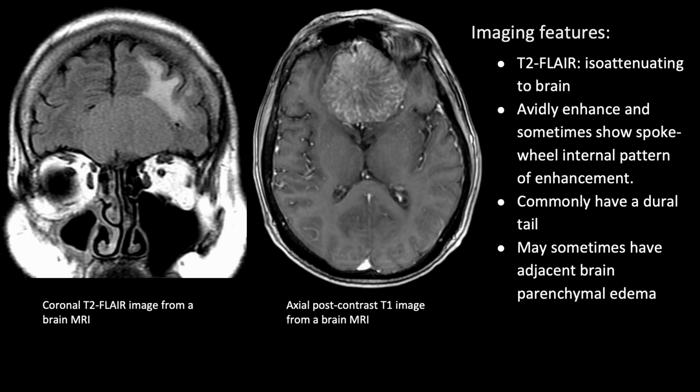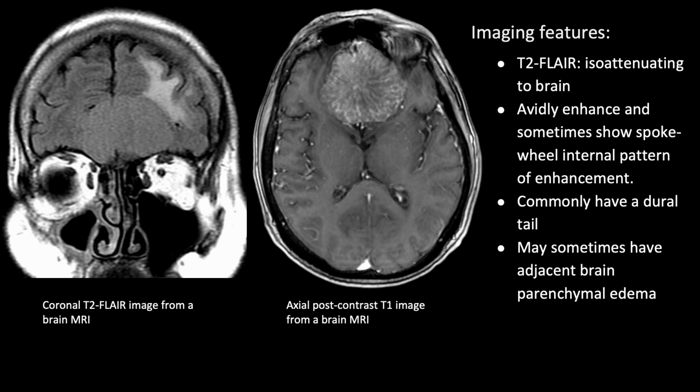Once again, we have a coronal T2 FLAIR on the left and an axial T1 weighted post-contrast MRI image on the right. On T2 FLAIR, a meningioma will generally be isoattenuating to the brain. These tumors avidly enhance and can sometimes show a spoke wheel pattern of enhancement, which is very well demonstrated by the T1 post-contrast image that shows these rays of enhancement from a central point that look like spokes of a wheel on a bike.